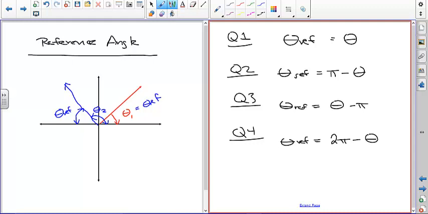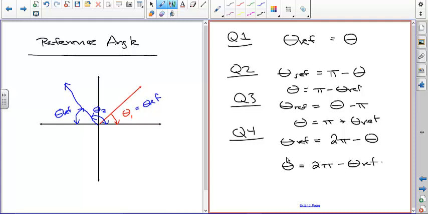And you can go the other direction too. You can say theta in this case is equal to pi minus the reference angle. In this case, theta is equal to pi plus the reference angle. Here it's the same. It doesn't change. So in this case, theta is equal to 2 pi minus the reference angle. Okay, I've just solved the equation for theta instead of the reference angle.